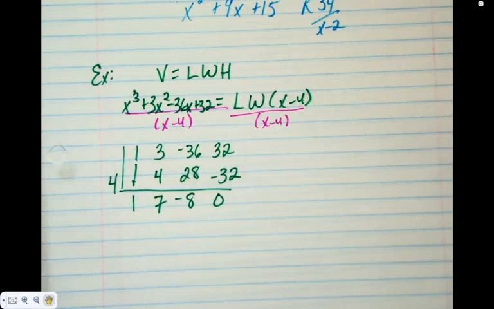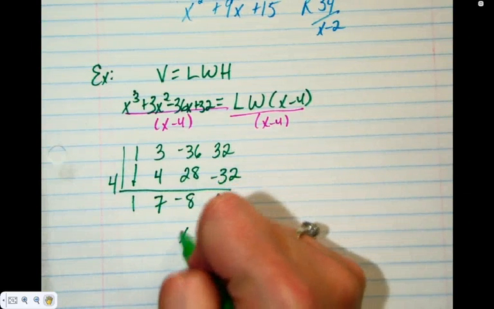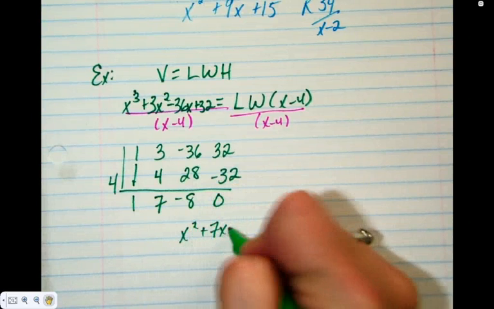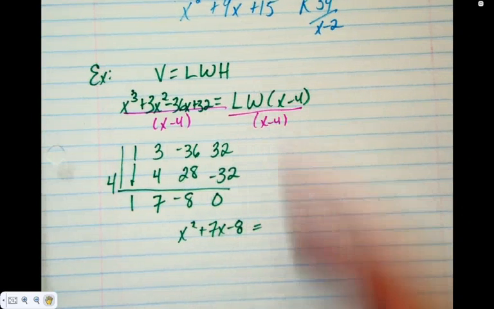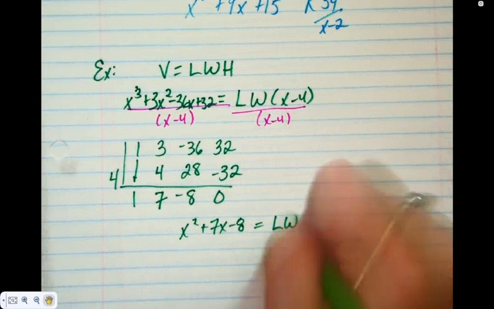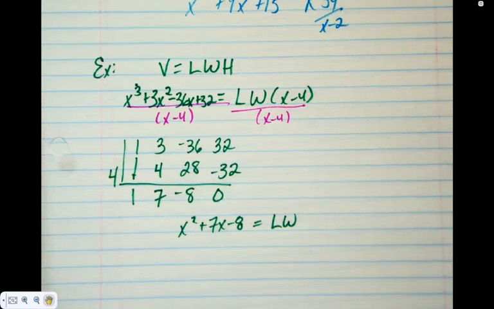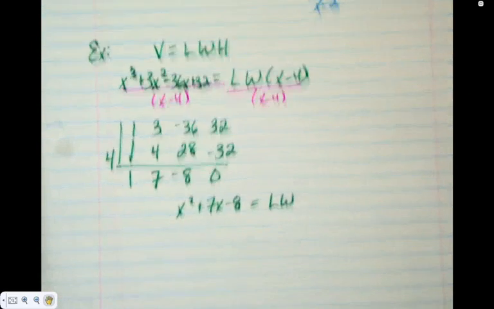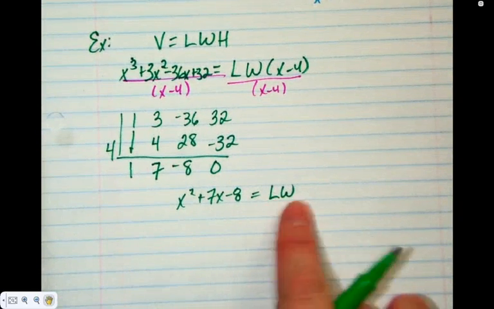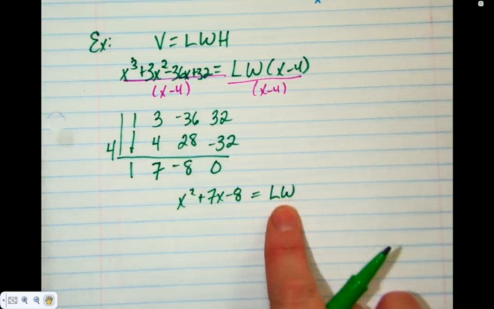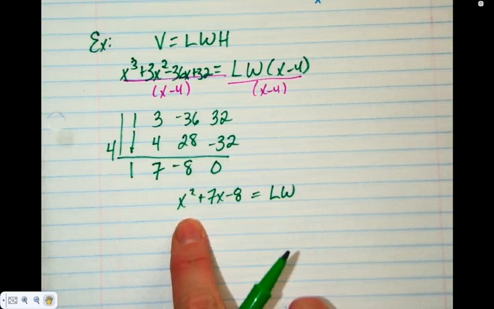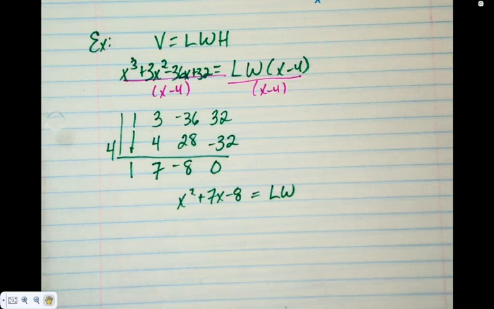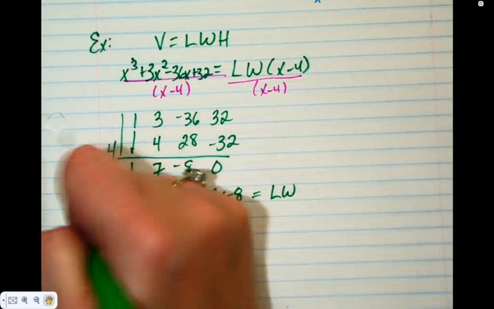Okay, what's the answer from our division? x squared plus 7x minus 8. And just carrying down what we had on the right-hand side, we know that's length times width. Now we need to find two things we can multiply together to get x squared plus 7x minus 8. What's it called when we want to find what we multiplied? We're going to factor.